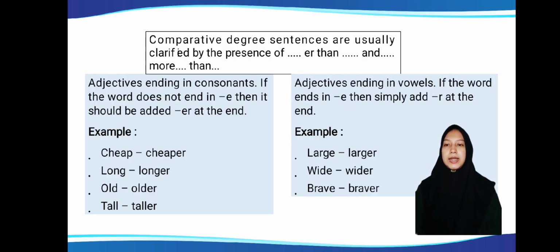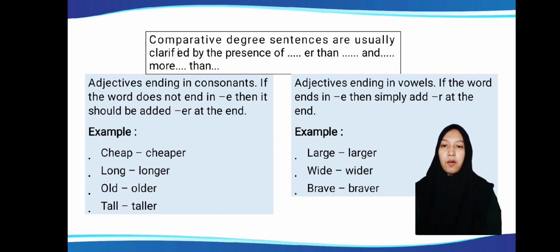Comparative degree sentences are usually clarified by the presence of than, and more ... than. Adjective ending in consonants, if the word does not end in e, then it shall be added er at the end. Example: cheap, cheaper, long, longer, old, older, tall, taller.